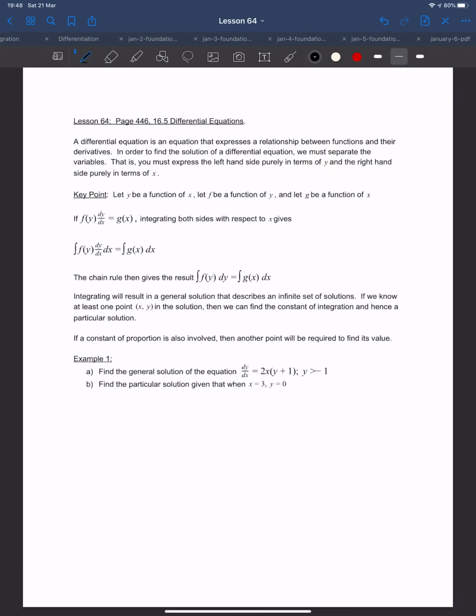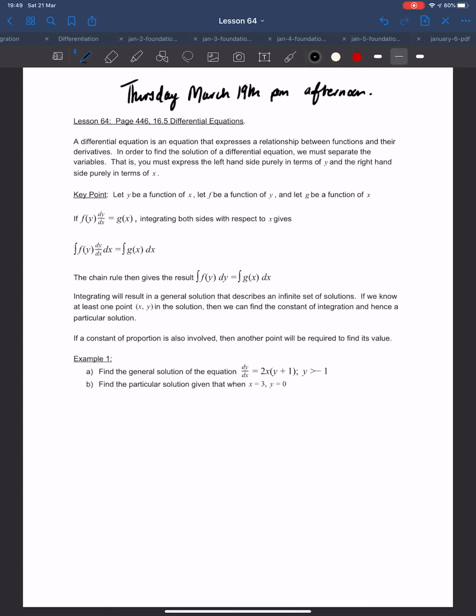Hello. Lesson 64, which would have been done on Thursday, March the 19th, in the afternoon. I'll just put PM. Afternoon, not evening. Afternoon. Okay, and it was about differential equations.